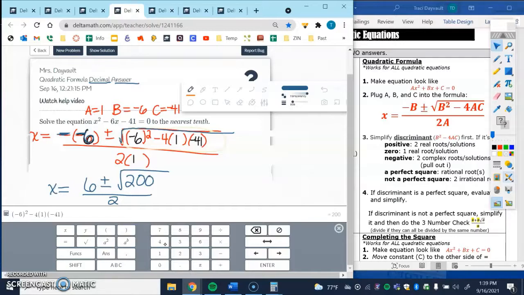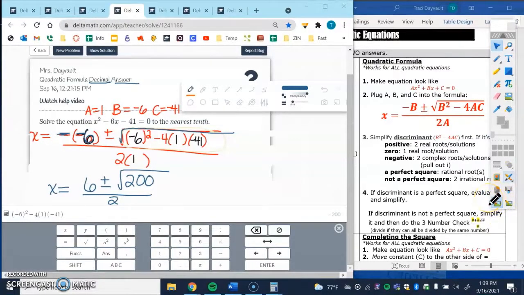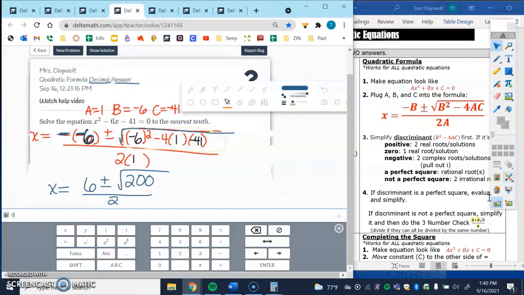So what we need to do is find the decimals. We're not going to give exact answers. So let's see what we get when we type in 6 plus or minus the square root of 200 over 2. The first thing I'm going to type in is 6 plus, and then the square root of 200. Okay, that's going to be an ugly number. And then all over 2. However, I do need to make sure I put the 6 plus on the top and then divide that by 2. So let me backspace that.